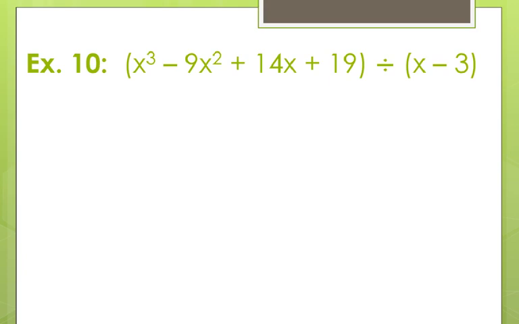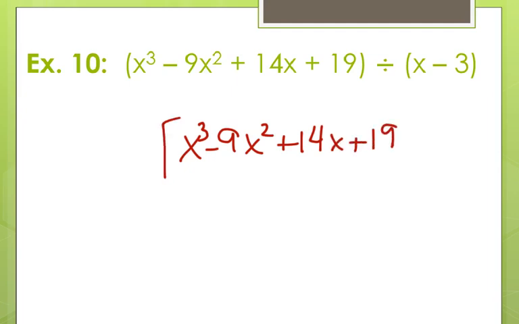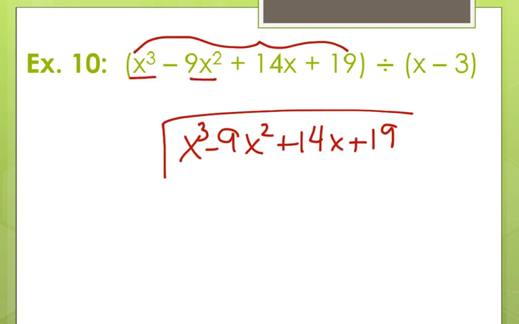Okay, so now this time we're going to have actually a cubic polynomial. So x to the third power minus 9x squared plus 14x plus 19. One thing that you want to be careful of is just in case, sometimes your polynomials are not given to you in standard form. If they're not, you need to make sure that you put them in standard form. So you want to make sure that x to the third, and then x to the second, x to the first, x to the 0. Make sure everything's in that order, because otherwise it's not going to give you the right answer.